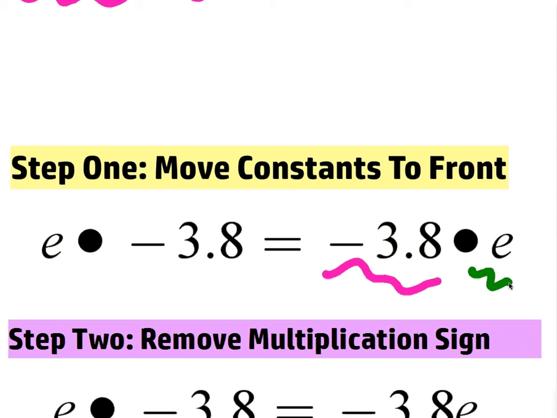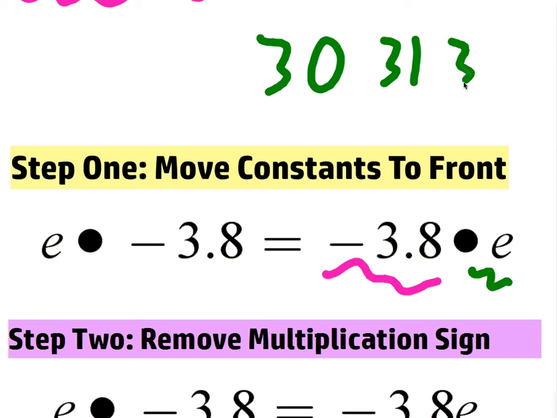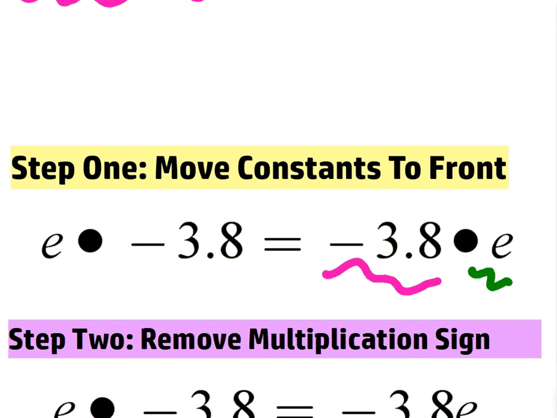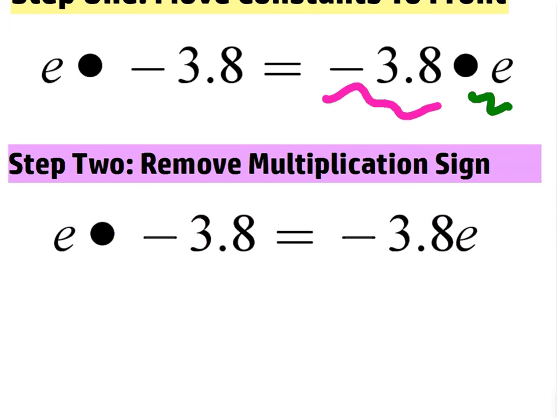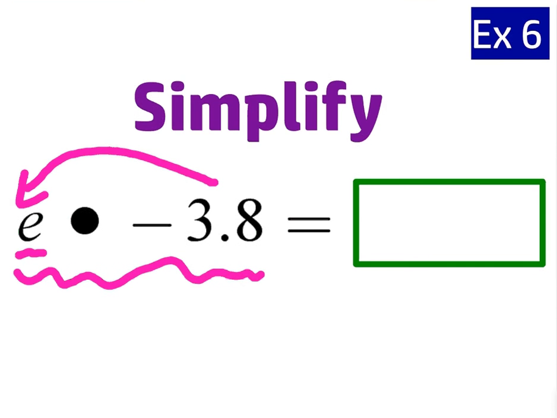Because here's the thing, you can't use e like a normal digit, right? You can't write 3, okay, so 30 means 30, right? And 31 means 31, but 3e is a whole different thing, right? That means 3 times e. So that's why you treat it like a variable. So anyway, let me go ahead and erase that so you don't get confused. So once we put it out front, then we can remove the multiplication sign, and the final answer is negative 3.8e. So e times negative 3.8 is the same as negative 3.8e, and that's going to be our answer.